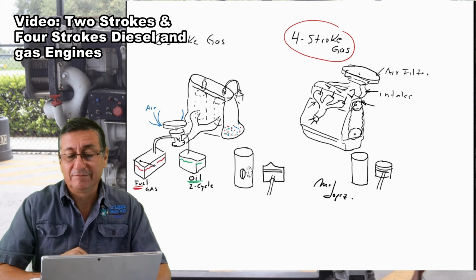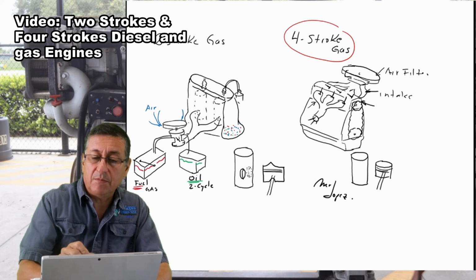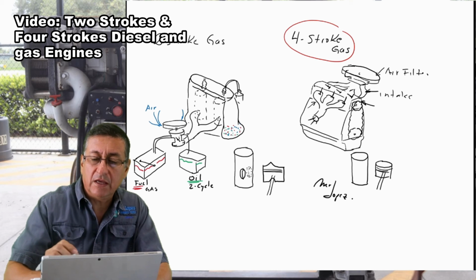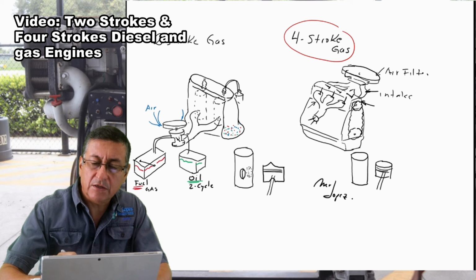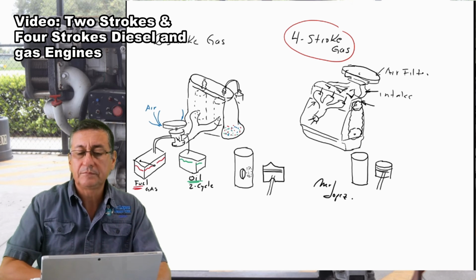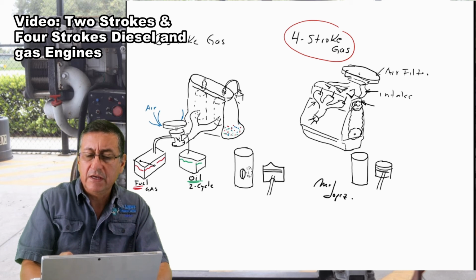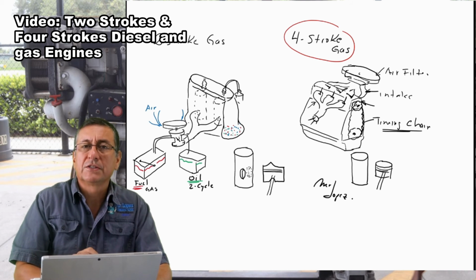All right, for two strokes, and remember, in 4-stroke you have the valves located on the head, the intake and the exhaust valves located on the head, and the camshaft is connected with the crankshaft by means of the timing chain. Right? This is in 4 strokes.